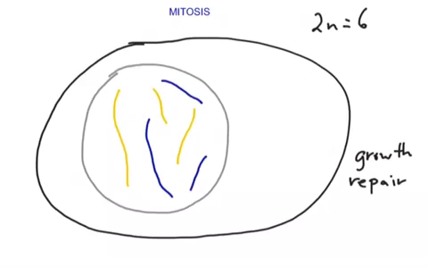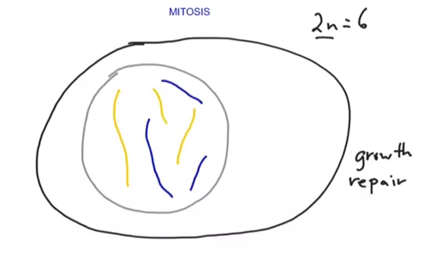Let's work through an example of mitosis in a cell that has a hypothetical diploid number of 6 chromosomes. So the diploid number is 2n, that's how we refer to it, 2n equals 6. I've used yellow and blue as my colours for the chromosomes. These would represent the maternal and paternal sets of chromosomes.